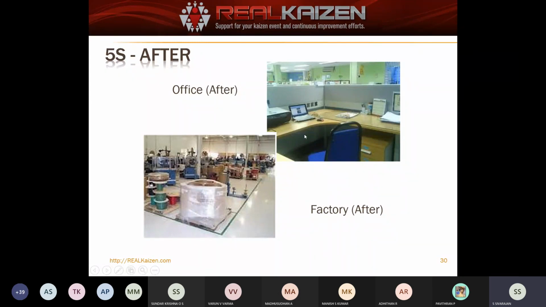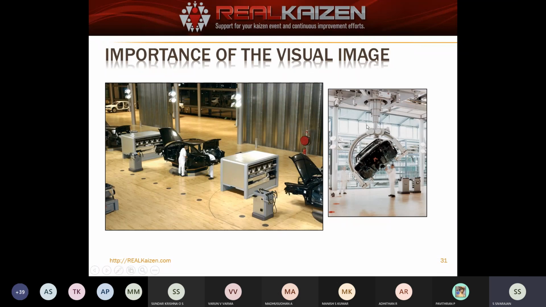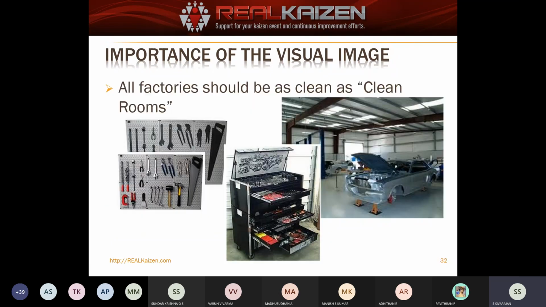In the same way, even the factory. After 5S, once we have done all of that, sorting, straightening, sweeping, all these things, we are going to get a factory like this. So the importance of the visual image is very big. And nowadays, even when you want to make a layout, software is also available. So all factories should be like clean rooms.